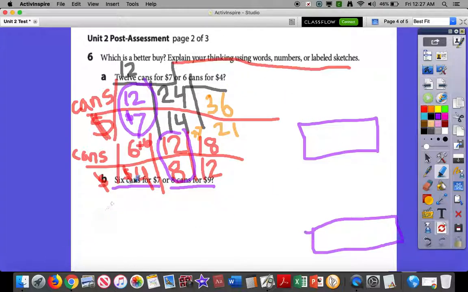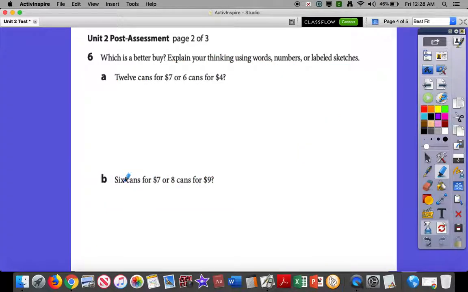Now down here you have the same thing going on. So I'm going to clear this out, but again, if you need to rewind that at all to rewatch that to help you solve it, go ahead. But I'm going to move on to B now. So for B, you are going to set your problem up the same way. You have 6 cans for $7.